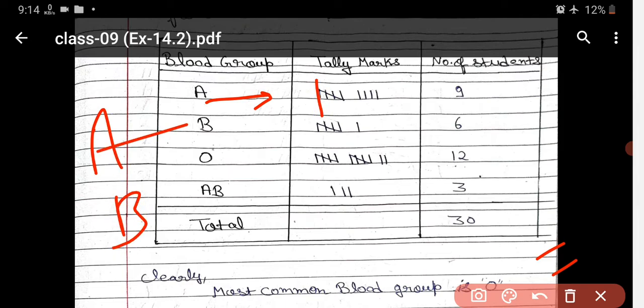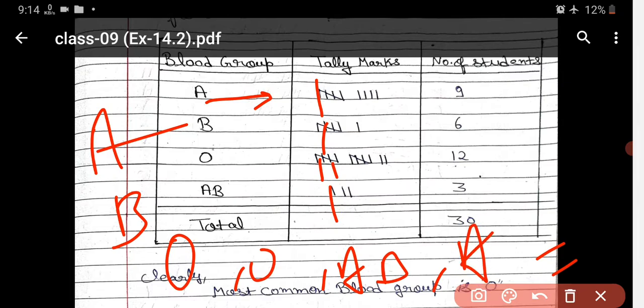Second one is B, write one tally mark here. Then third one O, then write one tally mark here. Again O, write again a tally mark here. Then again AB, then one tally mark here. Then again A, then write one tally mark here. Like that you have to complete all the 30 students.